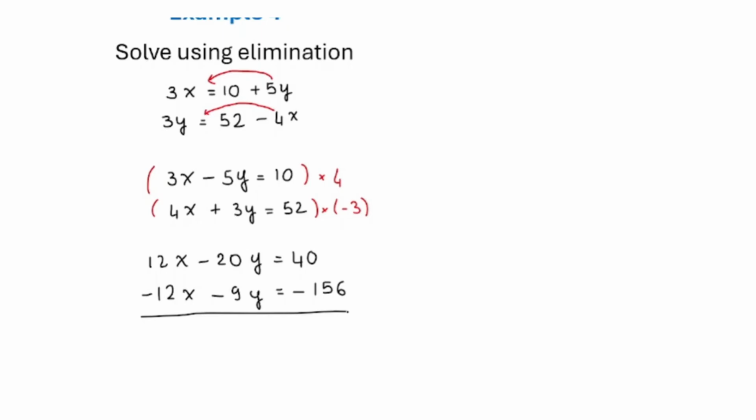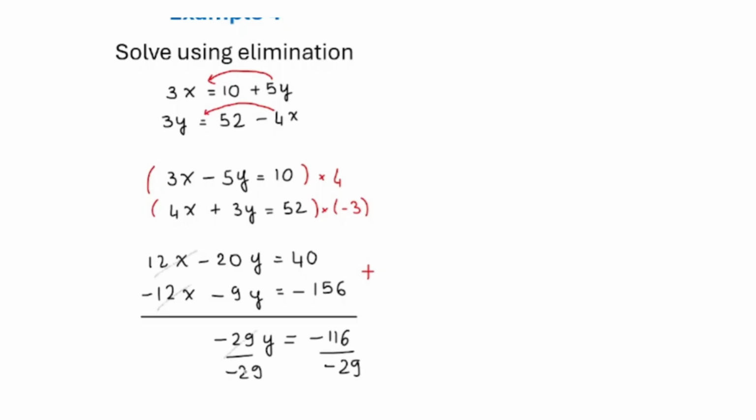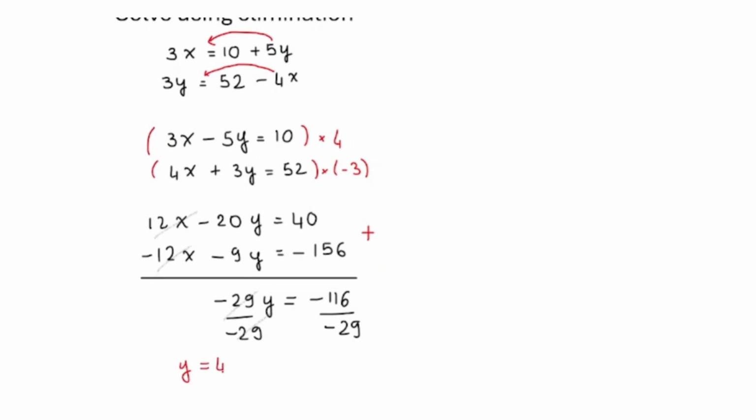We can now add the equations. 12x minus 12x cancel out. Negative 20y minus 9y gives negative 29y. 40 minus 156 gives negative 116. Divide both sides by negative 29, y is equal to 4.